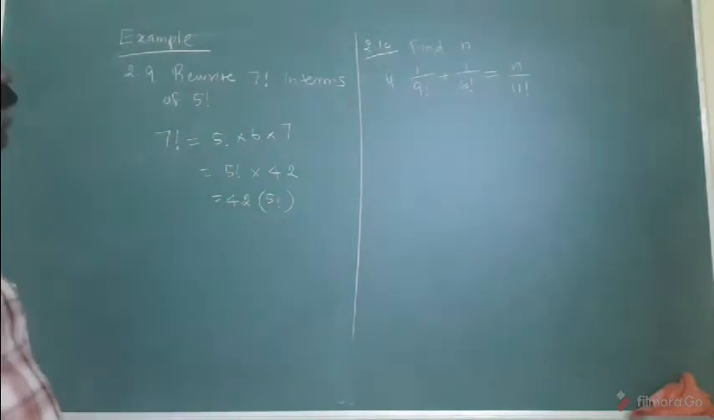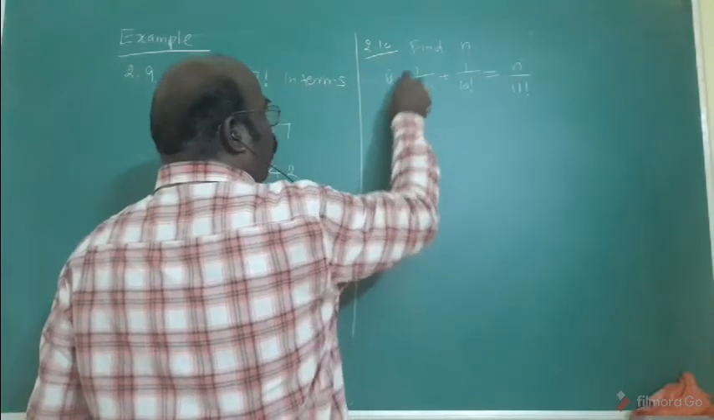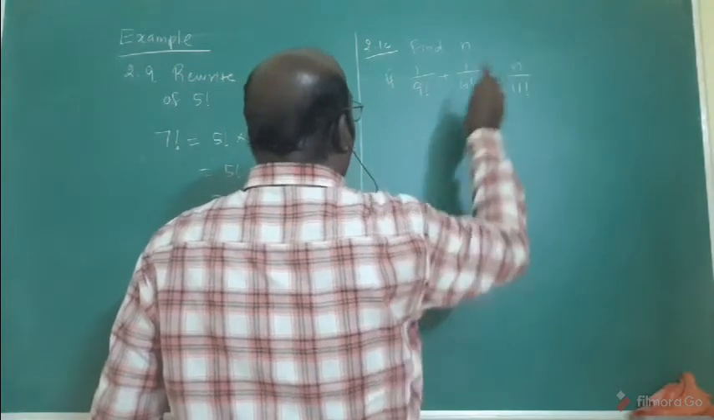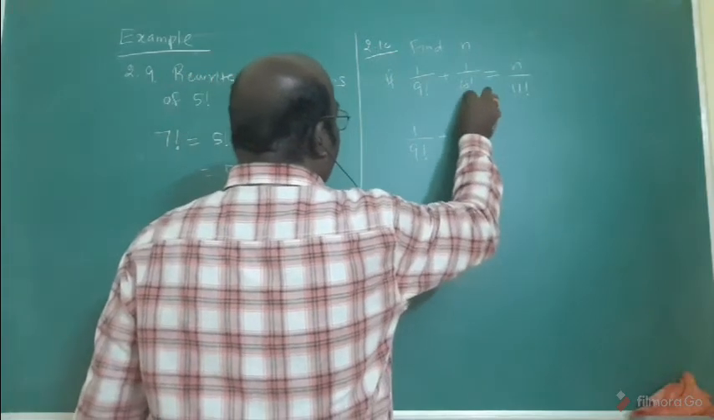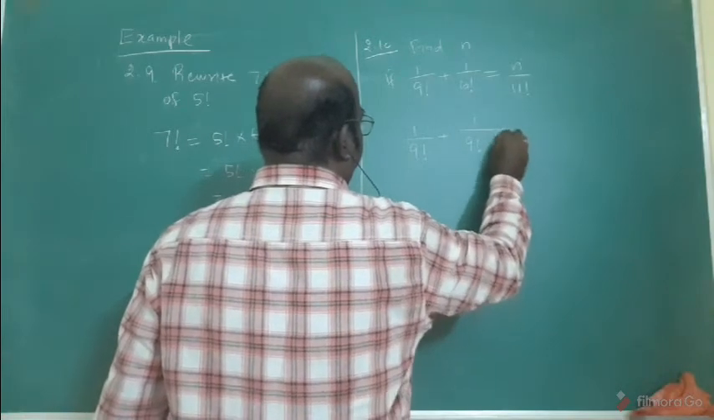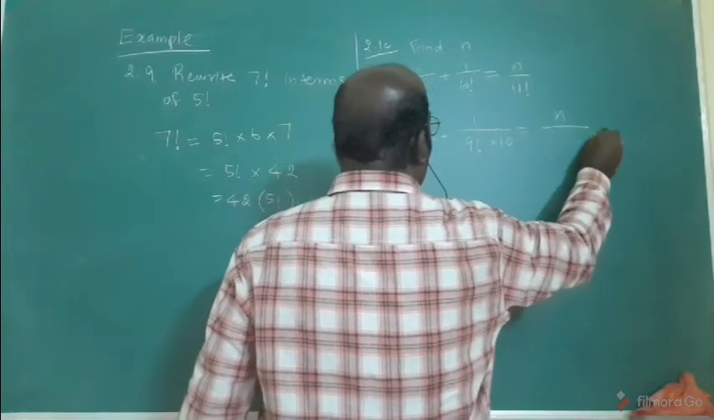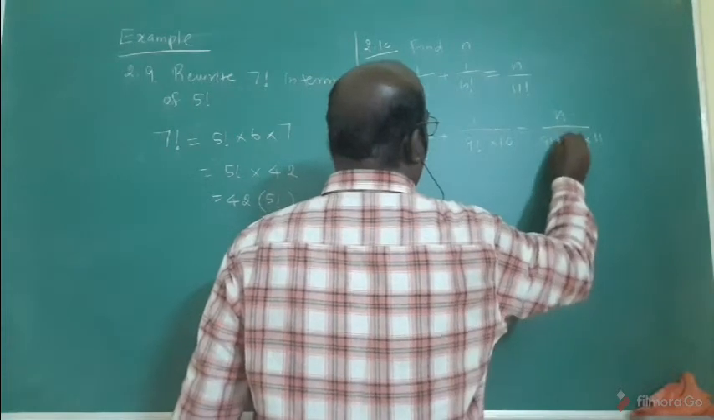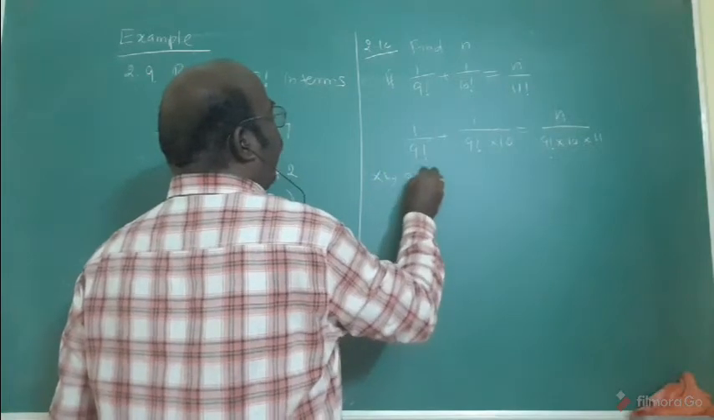Again the same thing, the previous method. 2.10, find n, if 1 by 9 factorial plus 1 by 10 factorial equals n by 11 factorial. What is the minimum number? The minimum number should be fixed here. 10 factorial can be 10 into the previous 9 factorial. Am I right? Again, n by 11 factorial can be 11 into 10 into the previous number, 9 factorial. All are 9 factorial. That's why multiply by 9 factorial.